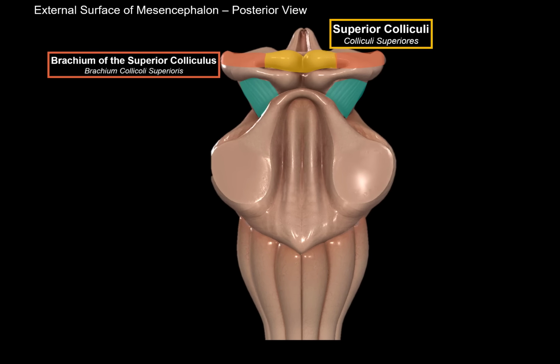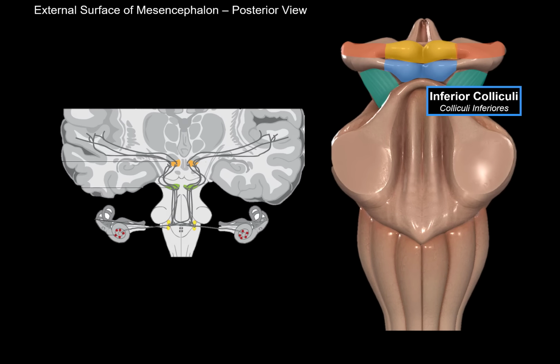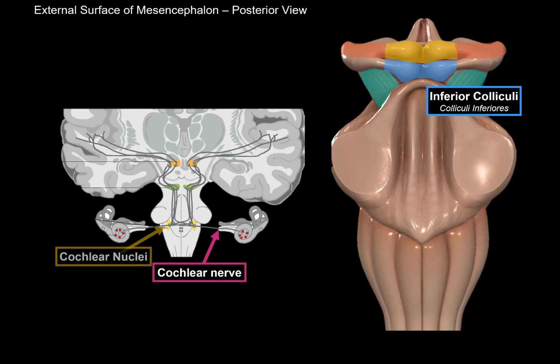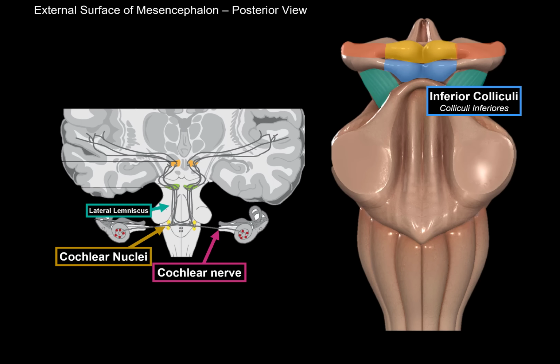Then under that, we have the inferior colliculi, which is a part of the hearing pathway. So the cochlear nerve receives impulses from the cochlea, where the sound is converted into nerve signals. The cochlear nerve will then go to the cochlear nuclei at the rhomboid fossa in the pons, and then they will cross and form the trapezoid body. Remember, it's a structure of pons. After that, fibers will ascend. They go up as the lateral lemniscus to synapse with the inferior colliculi.